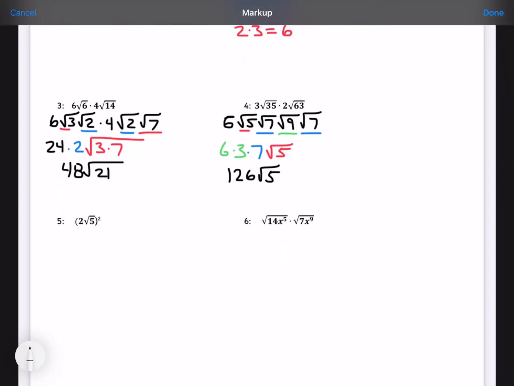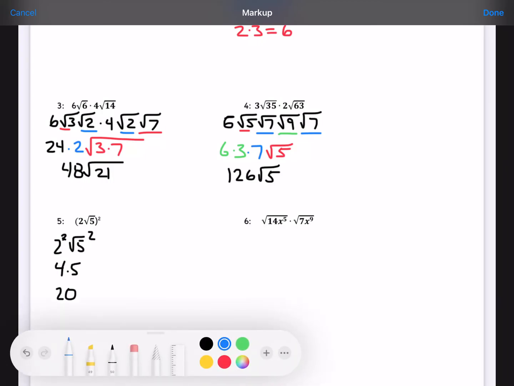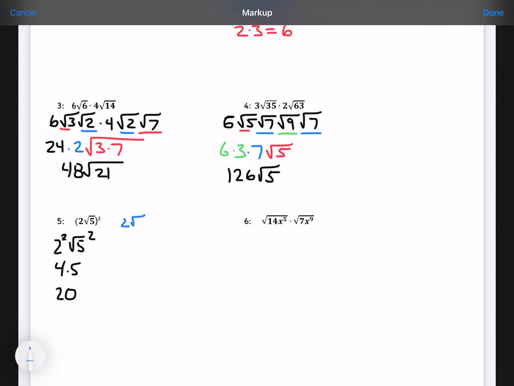Okay, we have 2 square roots of 5 squared. That's just 2 squared times the square root of 5 squared. So 4 times 5 is 20. Now, I had a student ask me, what happens if that's to the third power? So if we had 2 square roots of 5 to the third power.